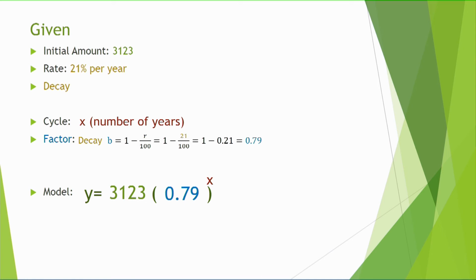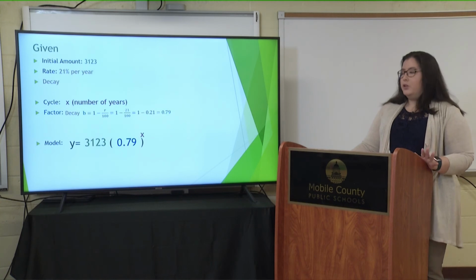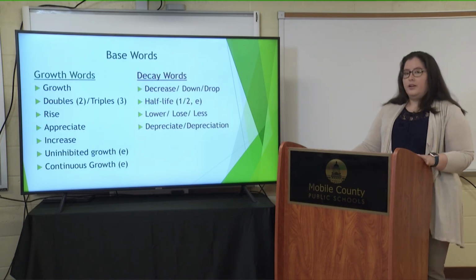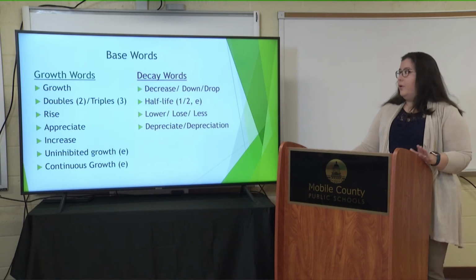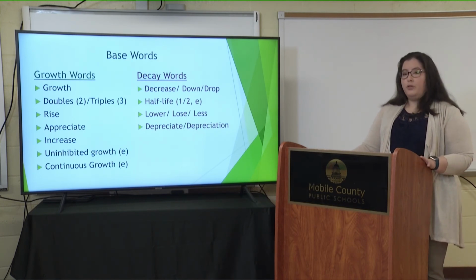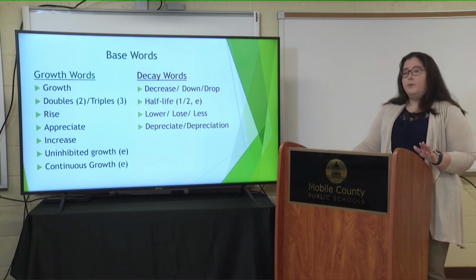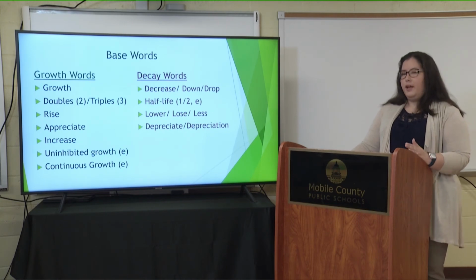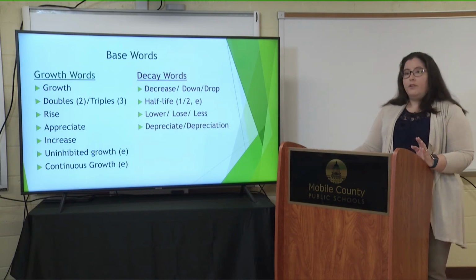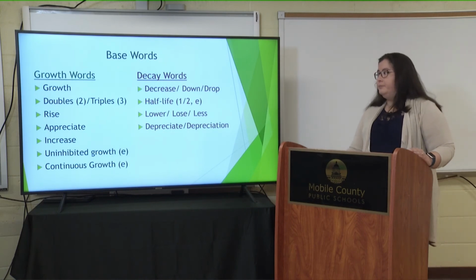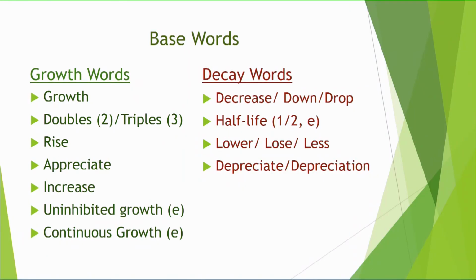All right, so one more thing before we get to our word problems. I wanted to make sure that you knew what kind of growth or decay words are there. So these are the words that are going to be associated with our rate or our base words. All right, so if it's growth, you're going to see growth. Sometimes you'll see double or triple. And these are going to affect your factors, and you probably won't have a rate with those two. You have rise or appreciate, increase, and sometimes you'll have uninhibited growth or continuous growth, and your base is going to be an e in those cases. So if you haven't gone over e, we will be going over that soon.